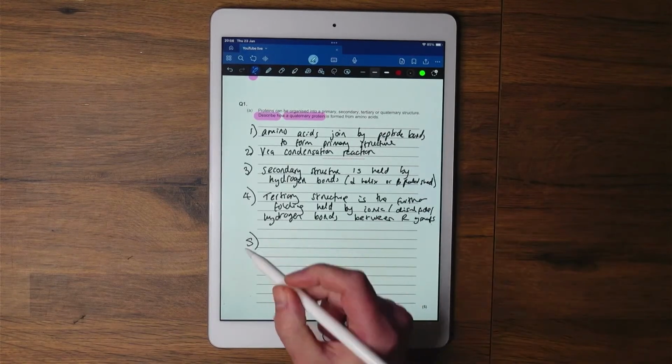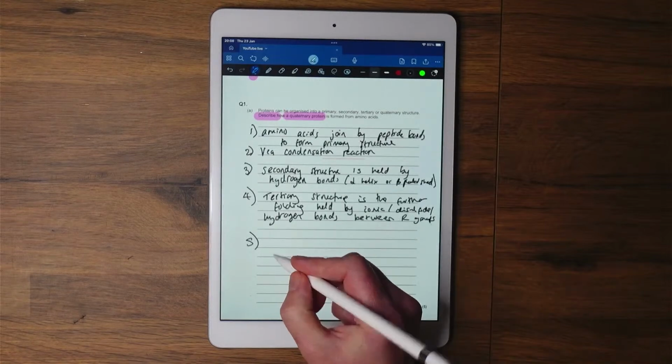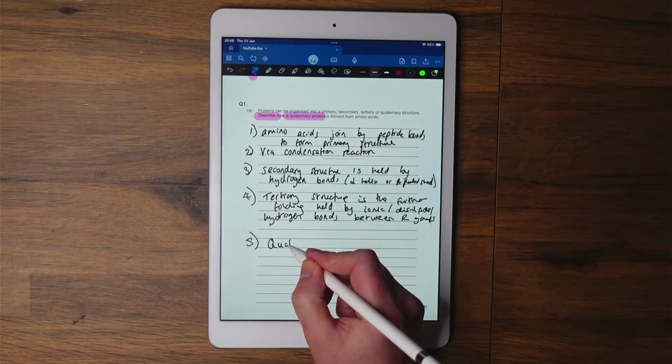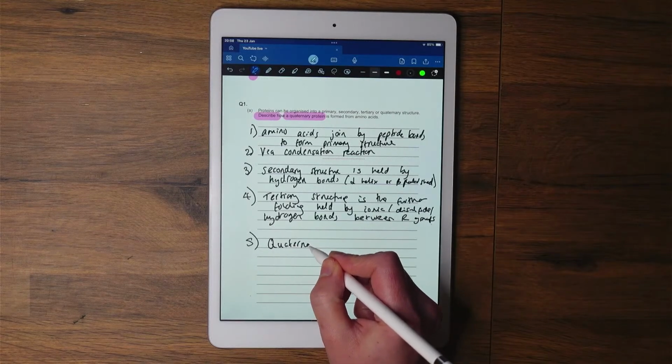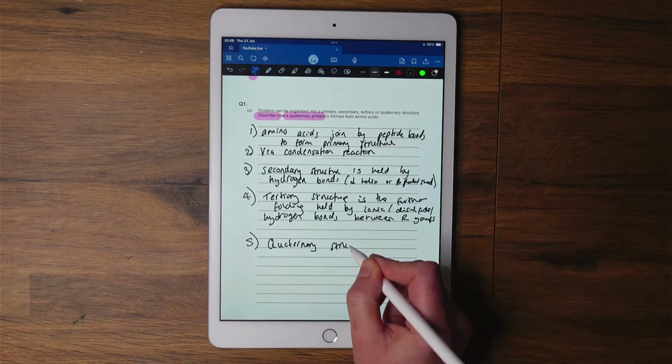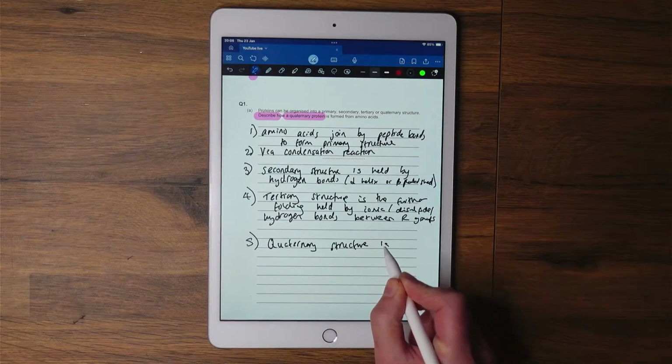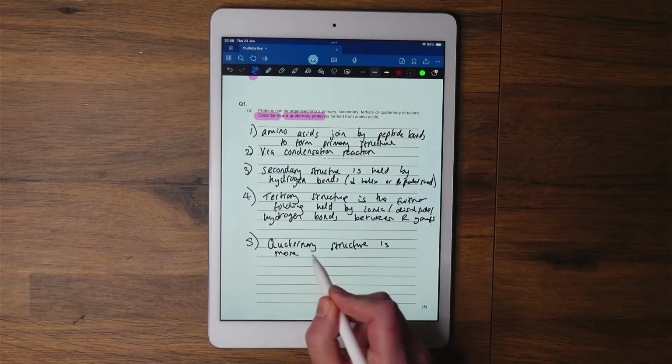So then lastly, that takes on to the quaternary structure. So our quaternary structure is more than one polypeptide chain.